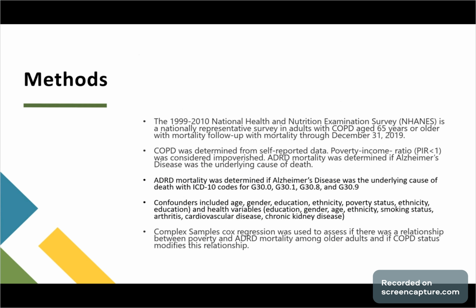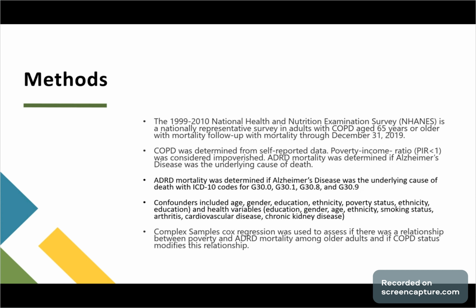So here is the method section. The main premise behind this is we have some numbers that we came up with, right? We conducted a hazard ratio and came up with some numbers. But what do those numbers mean and what do those numbers represent? That's what is important. So in the method section, this was run in the National Health and Nutrition Examination Survey.